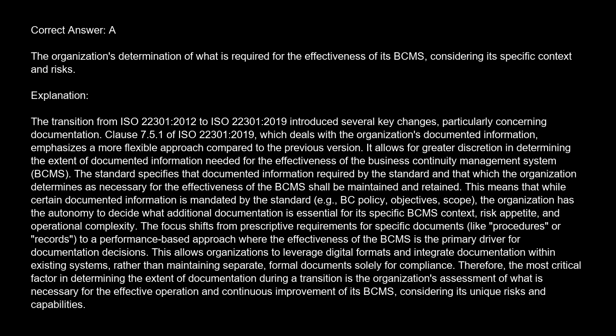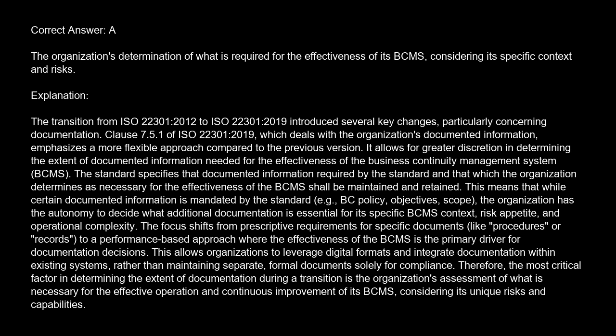This means that while certain documented information is mandated by the standard, e.g., BC policy, objectives, scope, the organization has the autonomy to decide what additional documentation is essential for its specific BCMS context, risk appetite, and operational complexity. The focus shifts from prescriptive requirements for specific documents, like procedures or records, to a performance-based approach where the effectiveness of the BCMS is the primary driver for documentation decisions.